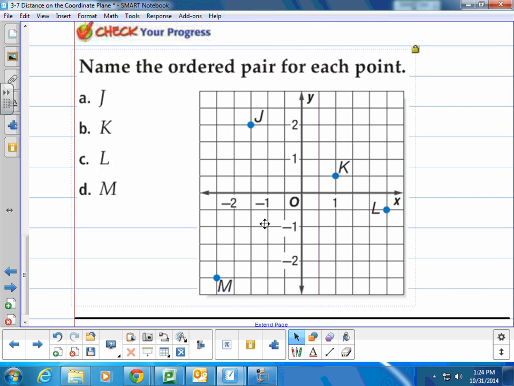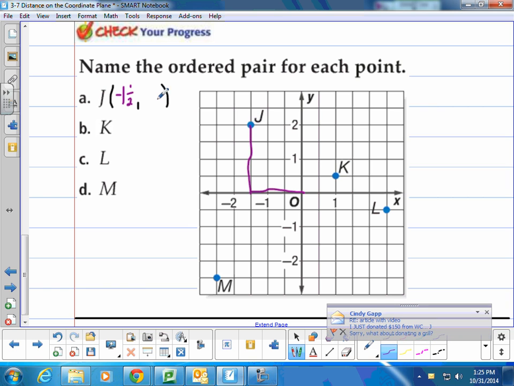So if you want to give that a try on this one, name the ordered pair for each point. What this means is it shows you this, and you'll see this on your assignment, and you want to name the ordered pair for each of these. So where is J? What I'm going to do is start at the origin, and I'm going to go negative 1, and then it looks like negative 1.5. So I already know my x is negative 1 and 1/2. And from there to go up my y value, I go up 1 and a full 2.